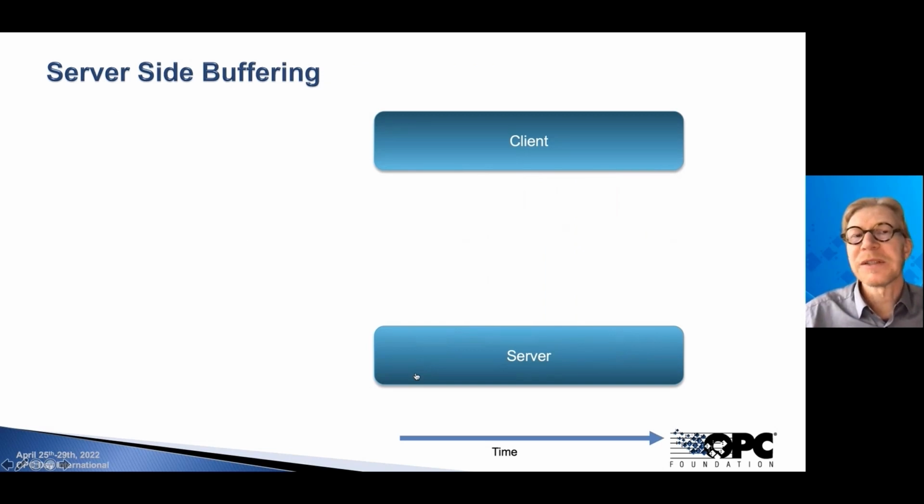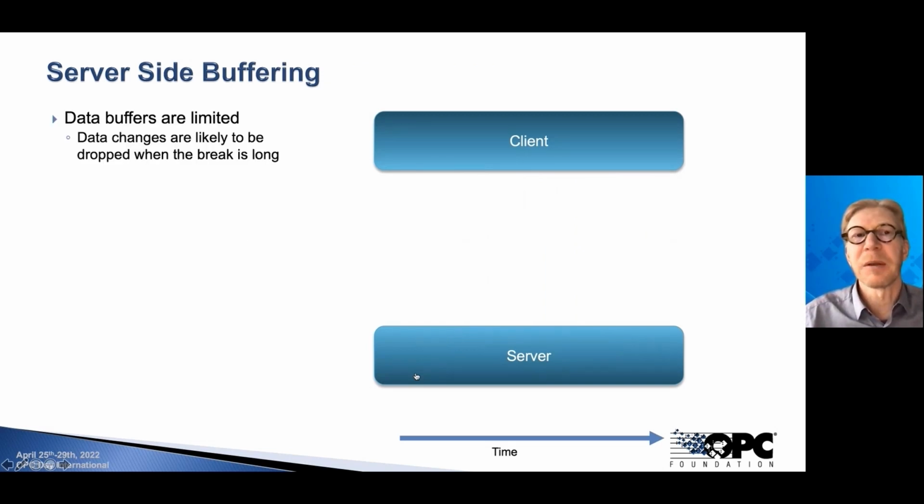Now the problem here is that we have this server-side buffering, but the buffers are limited. So it's likely that if the connection break is very long, some data will be dropped out. This may be crucial to your application, or it may not be. It may be enough for the client to be up to date with the current state of the server, but if you really require all the data changes to be delivered to the client, this may not be all right.